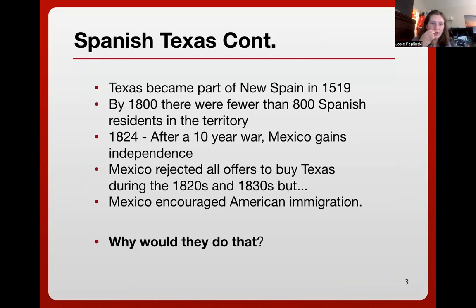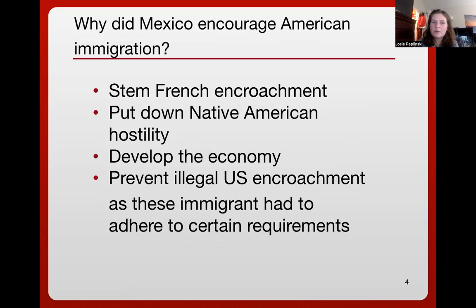By 1824, after a 10-year war, Mexico gains independence from Spain. Mexico rejected all offers to buy Texas during the 1820s and 1830s, but Mexico encouraged American immigration. So why would they do that? This stems from French encroachment. They put down Native American hostility and developed the economy. It prevented illegal U.S. encroachment. These immigrants had to adhere to certain requirements.